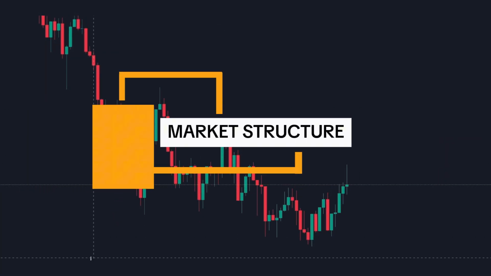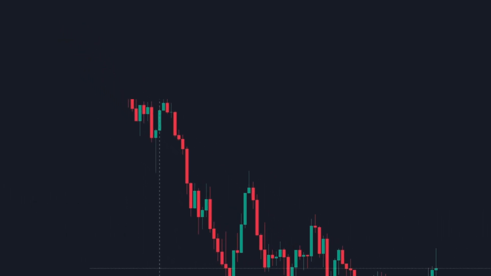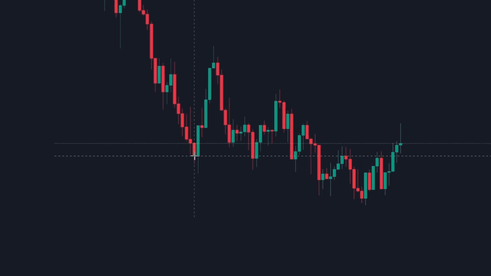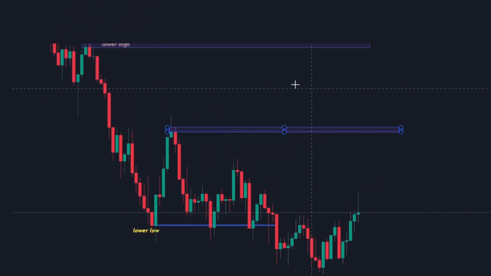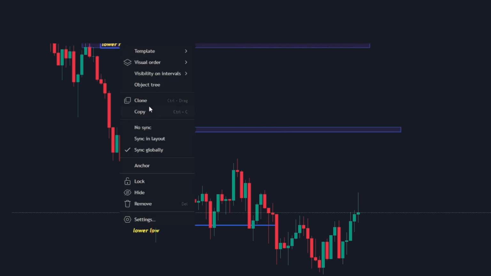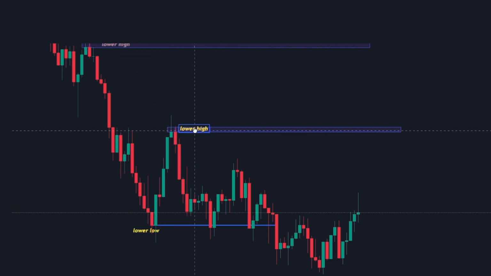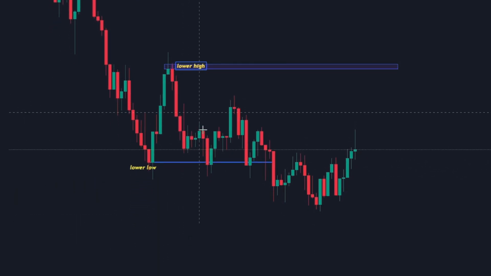Using market structure, we are going to mark out this, and that is going to be our lower high. We are also going to mark out this, and this is going to be our lower low. We are also going to mark out this, and that is going to be our second higher low. This is confirming to us our market structure, and that is our downtrend here.